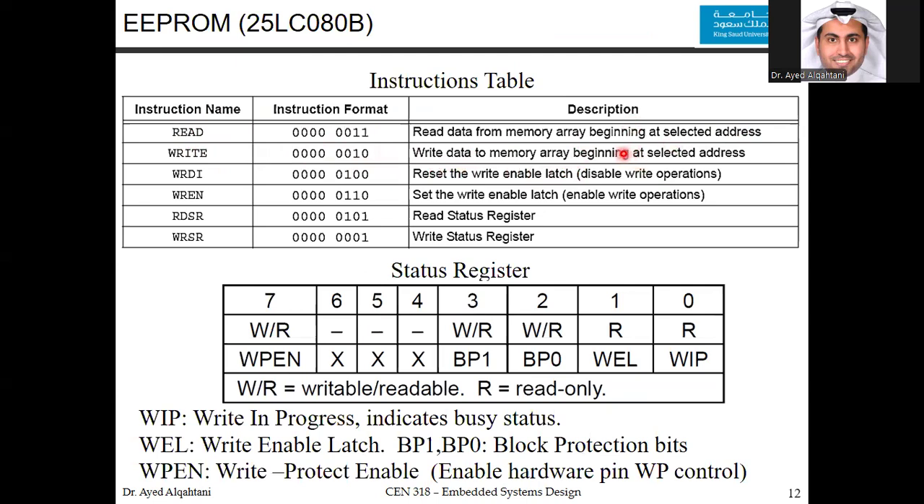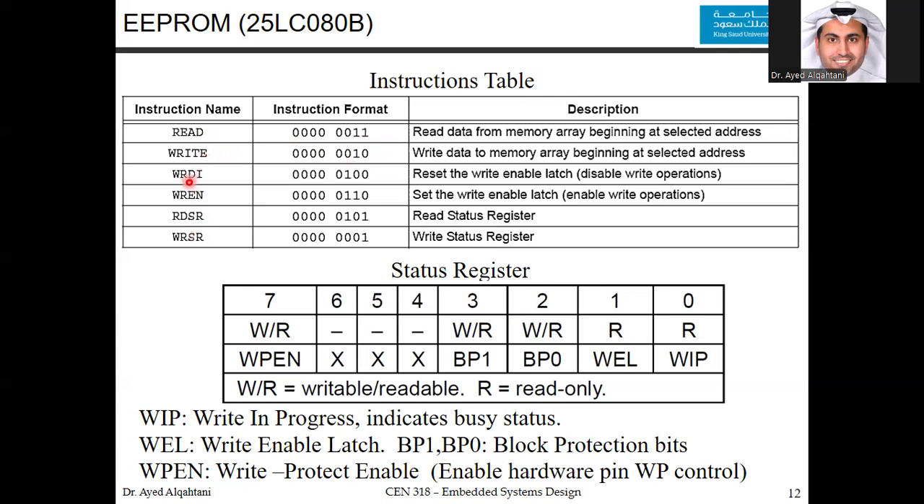So the memory expects an address and expects an instruction, whether it's read or write. If the memory sees this instruction, 11000000, which is 3 in hexadecimal, it knows that the microcontroller or the microprocessor of the microcontroller is asking for reading the data. If it sees this, which is 2 in hexadecimal, then it expects a write.